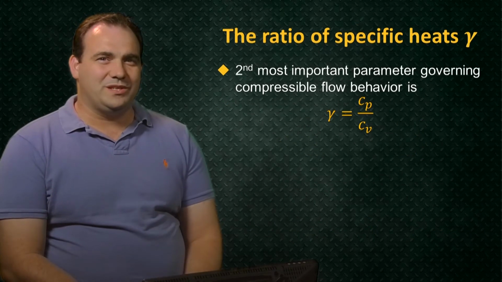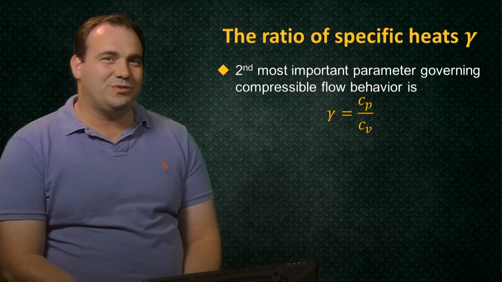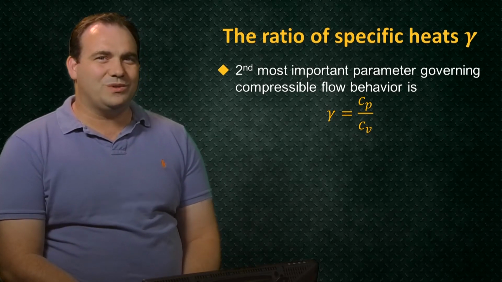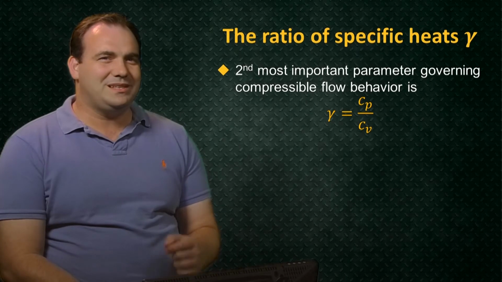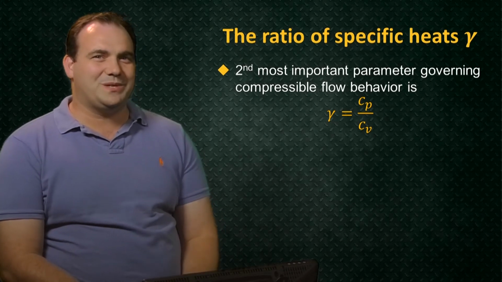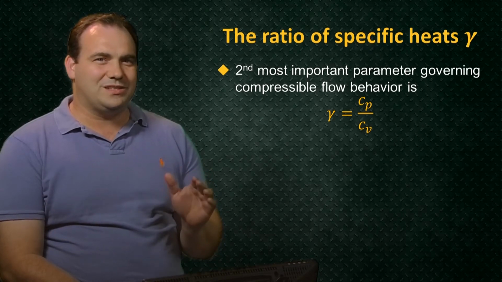The ratio of the two specific heats, which is given the symbol gamma, is the second most important parameter governing compressible flow behavior, after the Mach number. In the rest of the course, we will see that quantities such as the pressure ratio across shock waves or the factor by which temperature increases when a flow is brought to rest can be expressed in terms of M and gamma alone.